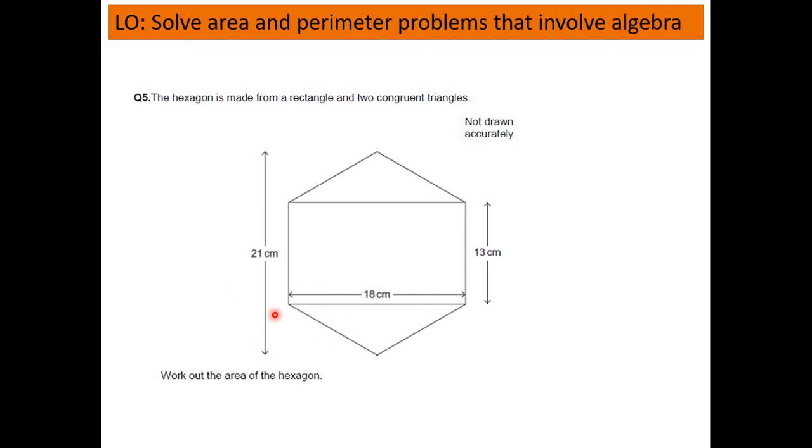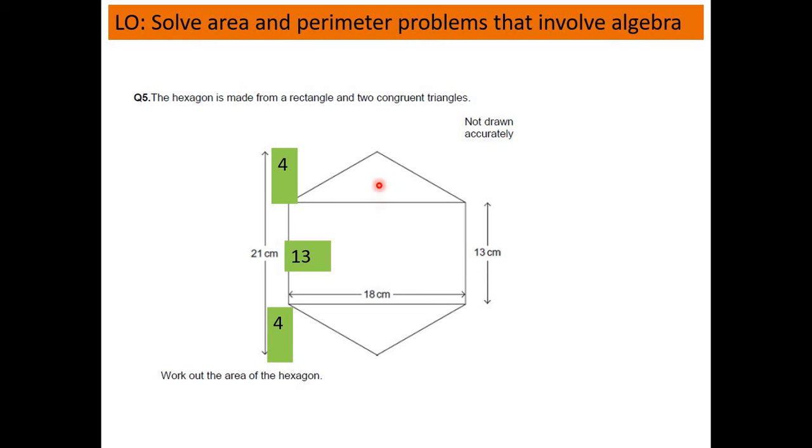Now, up here, we've been given a measurement of 21 centimeters. We've been given a measurement of 18 centimeters along here and 13 centimeters here. Now, this 21 centimeters is the measurement from here to here, the perpendicular height of the whole shape. So we want to work out the area of the hexagon. The first thing we're going to do is work out the height of each shape. So the height of this rectangle here is 13 centimeters because we've been given that measurement here.